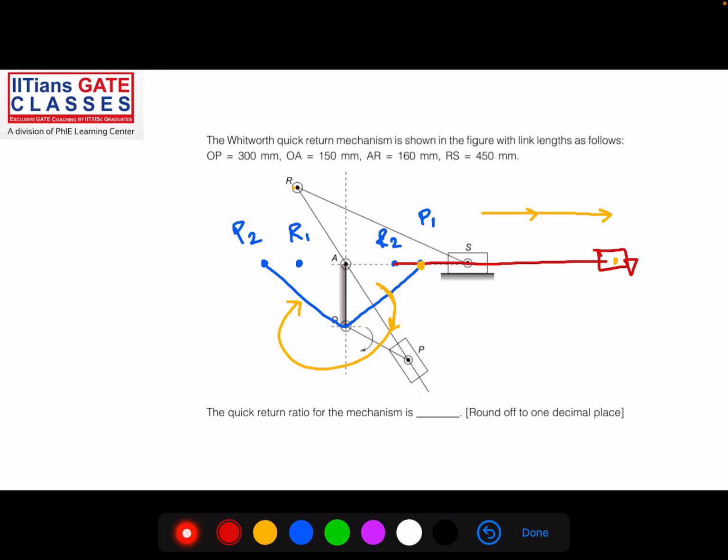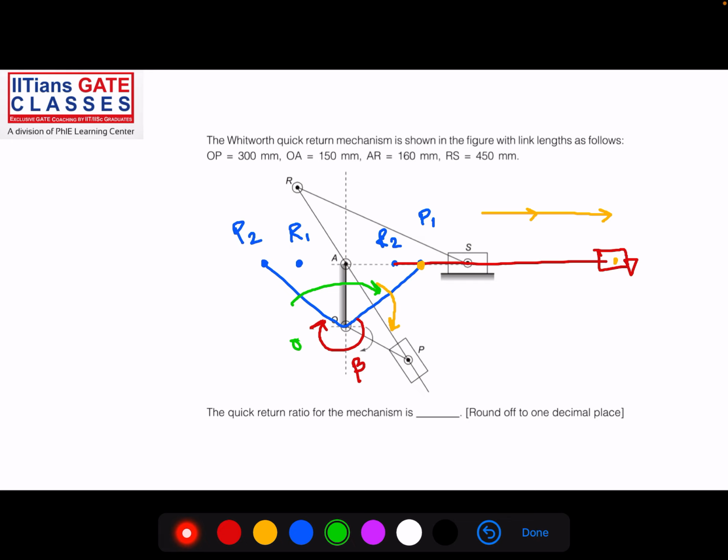So basically this is the cutting stroke angle. This angle is known as the cutting stroke angle. We denote it as beta, right? Then when the crank moves from OP2 back to OP1, it will come from here to here.